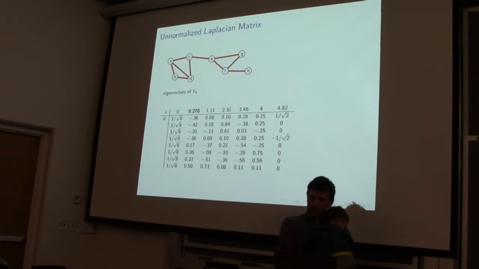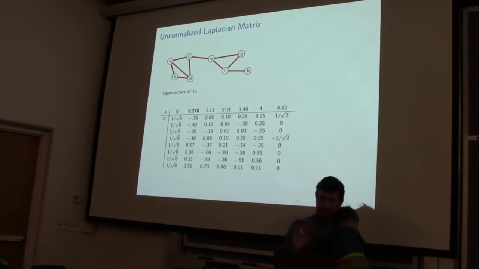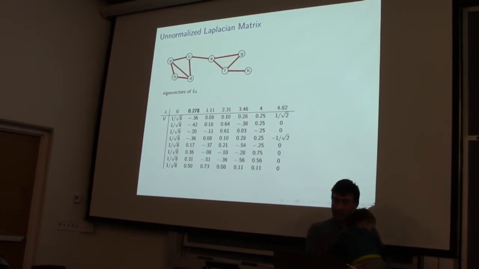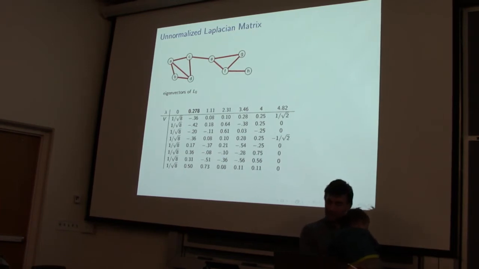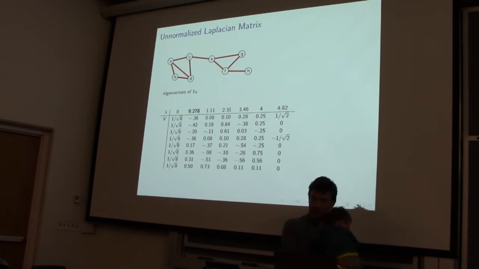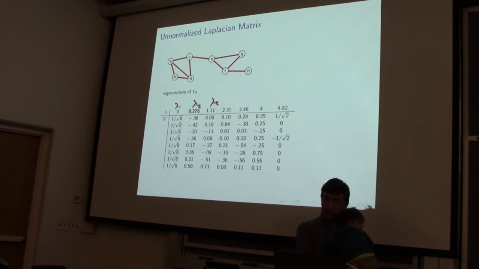Okay, so for the unnormalized Laplacian of this graph up here, I'm going to get these eigenvectors and eigenvalues, and they're typically going to come to you sorted by the eigenvalues when you call this. So this will be lambda 1, lambda 2, lambda 3, and so forth. And these vectors are v1, v2, v3, and so on.